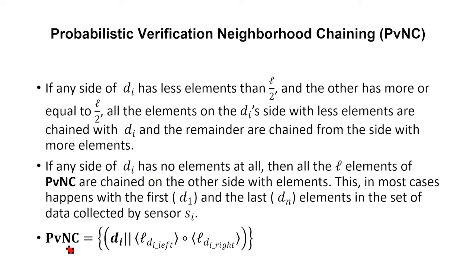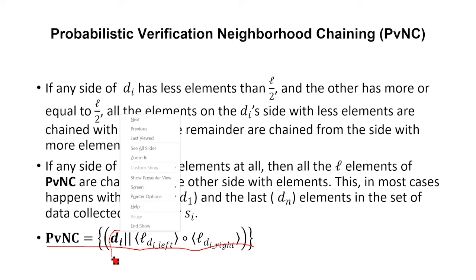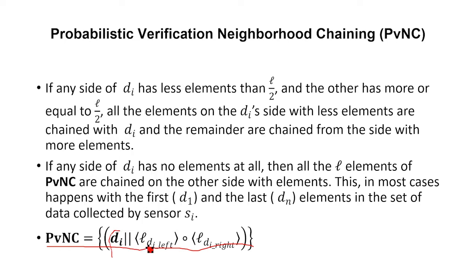In other words, to summarize our PVC model, we have a data element Di, and it is joined with some elements on the left, which are L over 2, and also some other elements on the right. These are to be used in verifying the query.